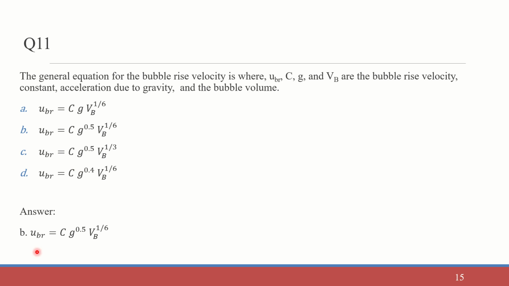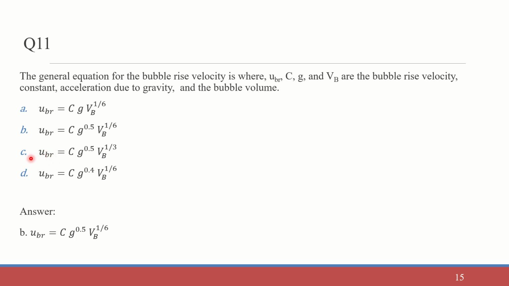Yeah, the answer is option B. UBR is the bubble rise velocity and C is a constant, G is 1.5 and VB is 1 by 6. So please be careful of the coefficients and also the power terms in the equation. The questions might come like this and you should be very confident of those exponent terms and coefficient terms.